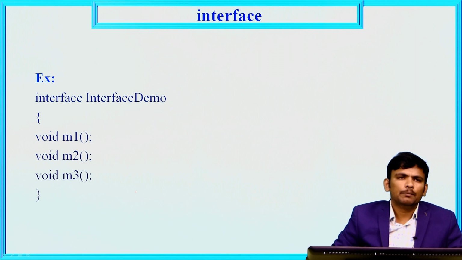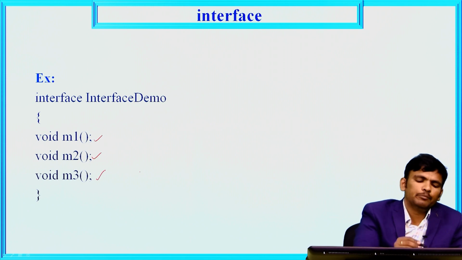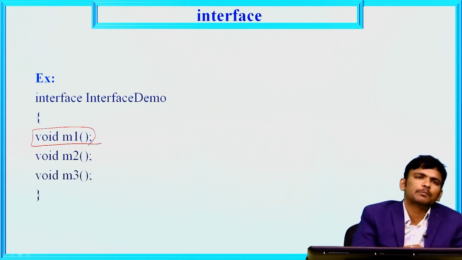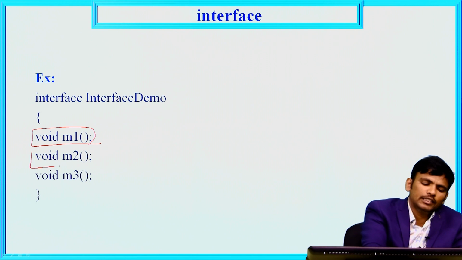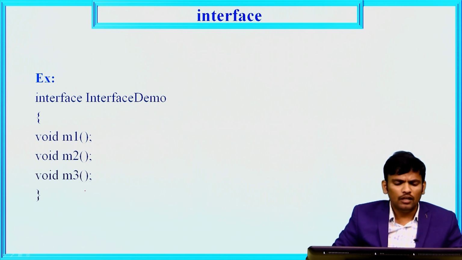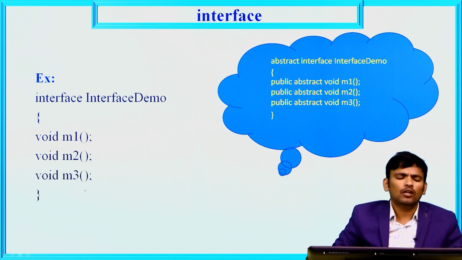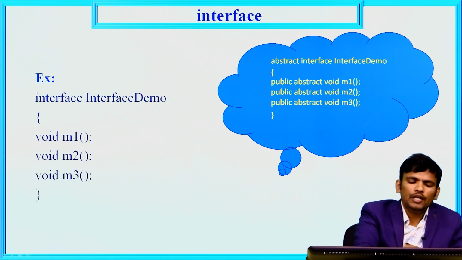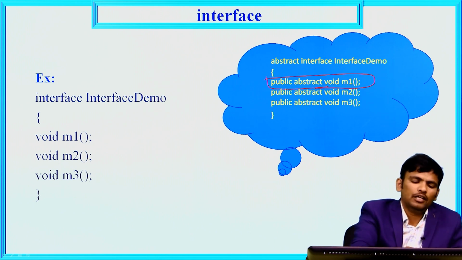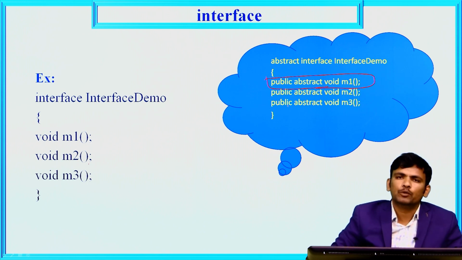Suppose in interface demo I have three methods: m1, m2 and m3. If you observe these three methods, each has only the declaration, but no definition. You can use the abstract keyword or ignore it, but the compiler will automatically treat it as public abstract. So if you write void m1, it will still take public abstract only. Internally it will treat it like public abstract void m1, and likewise public abstract void m2.